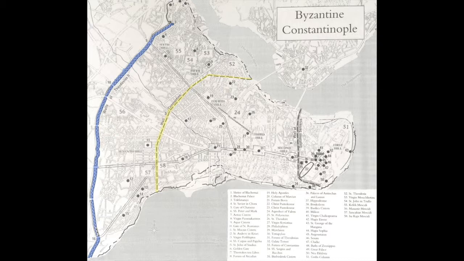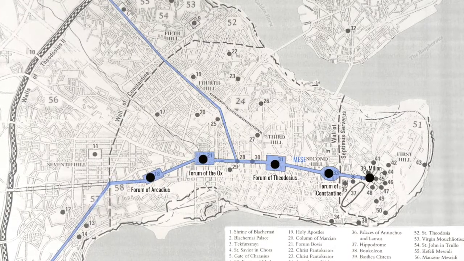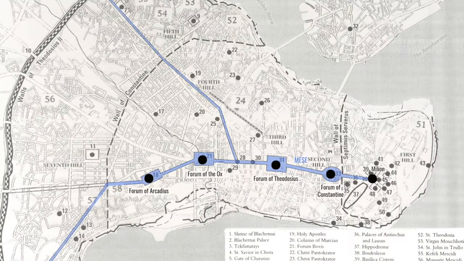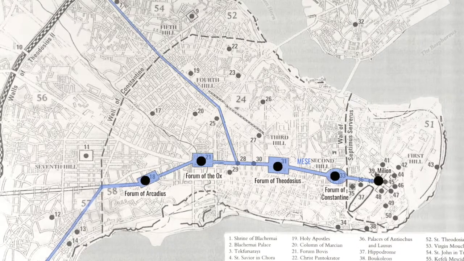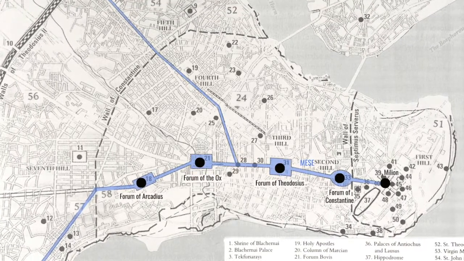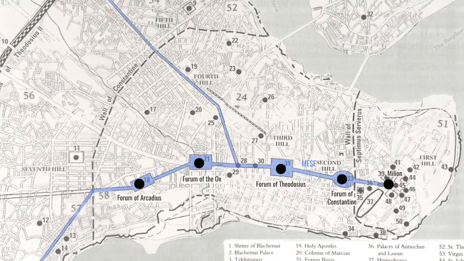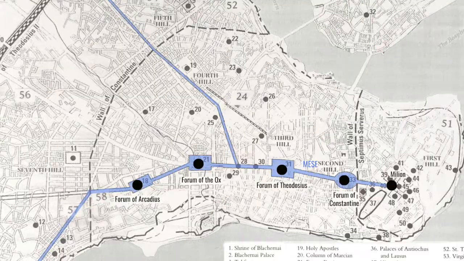The main streets and public spaces were organized in relation with the topography. The main avenue Mese started from the Milion and crossed several large fora, public spaces often adorned with monumental columns, which were constructed in the first 2 centuries of the empire and played an important role in the everyday life of the citizens of this newly founded capital.